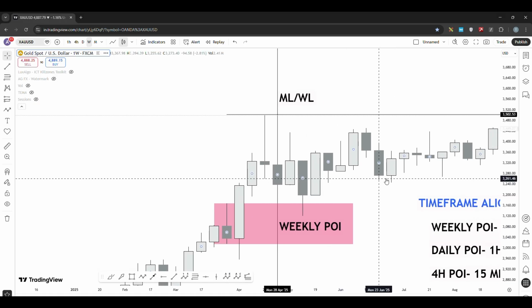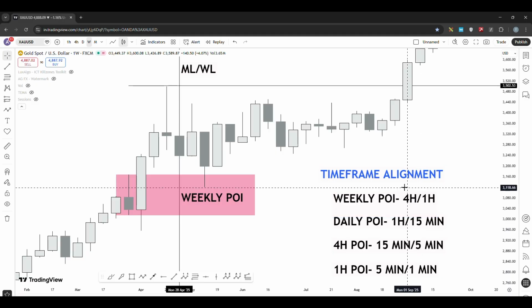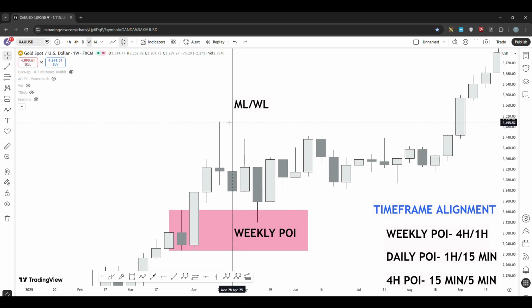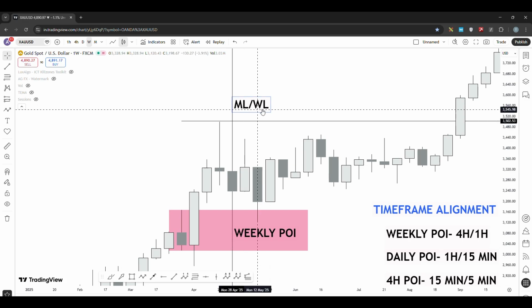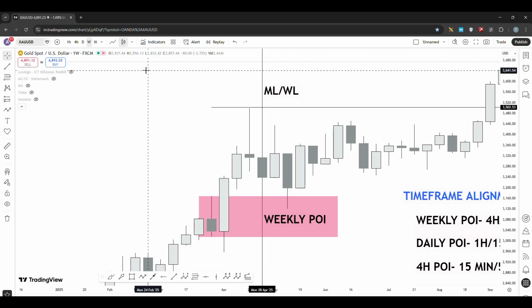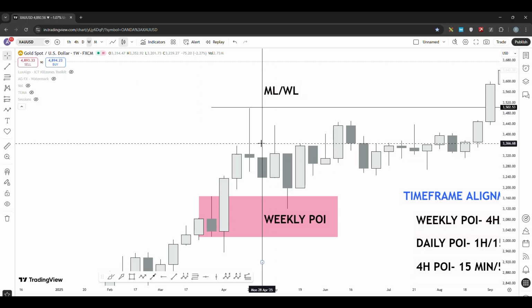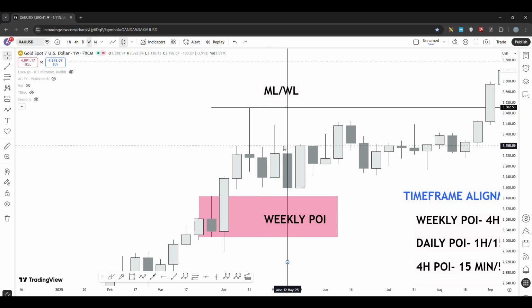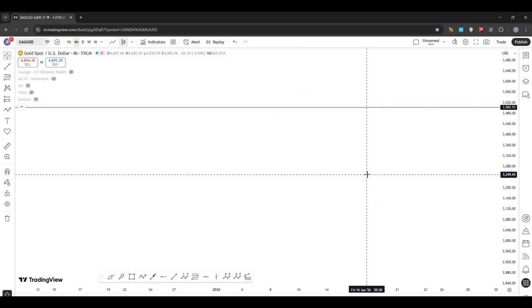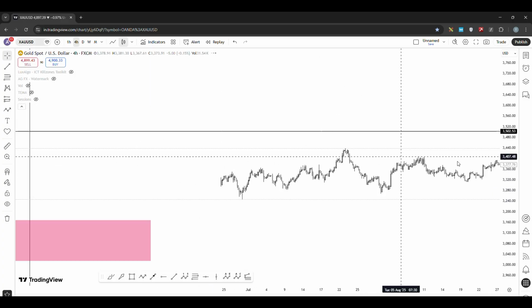Now what we want to do is go to the 4 hour and look for a displacement to take our entry and target this liquidity, which is of the same time frame, right? This is a weekly liquidity, so this is where we are going to target. Let's see if we have the entry or not. So let's shift our reference over here, because this is where the market came down and tapped into the weekly POI. Now let's go to the 4 hour and see if we get any entry or not.